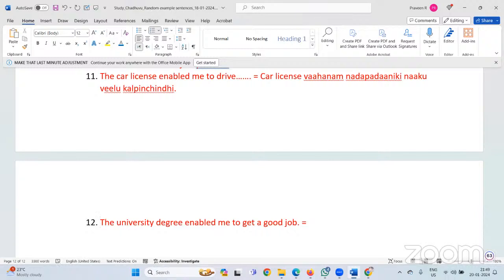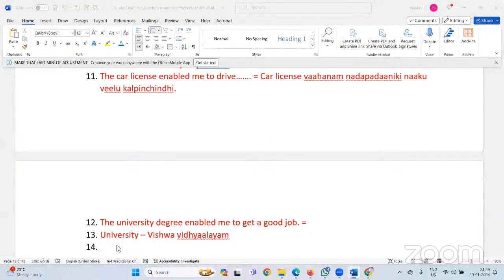So let's ask our other participant, Vinoba garu, to try. To help you, before that, let me give you the vocabulary so that it will be easy to make the sentence. So the university: the translation of university is Vishwavidyalayam. Enabled, you already saw in the previous sentence, is the same.